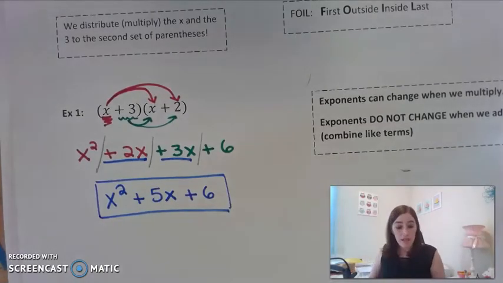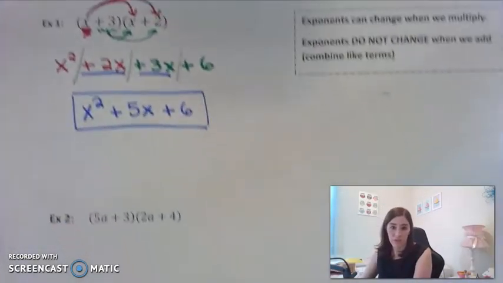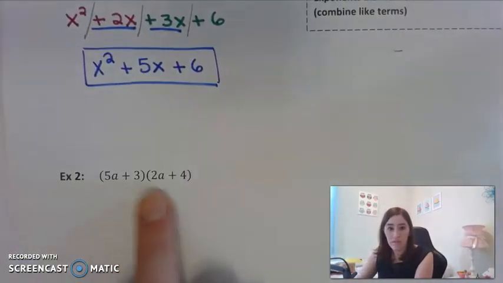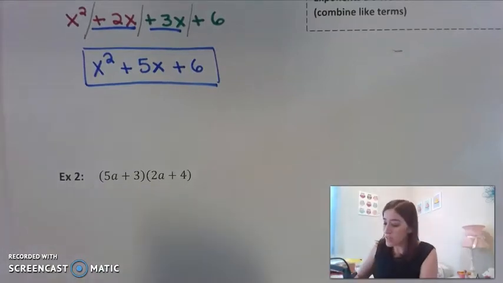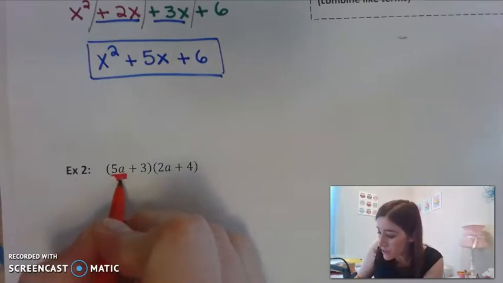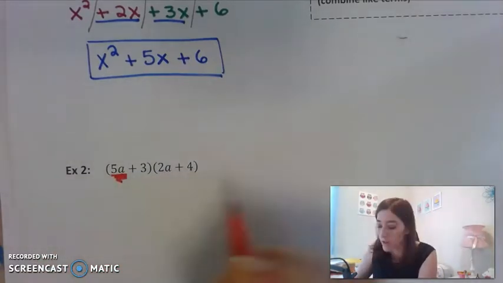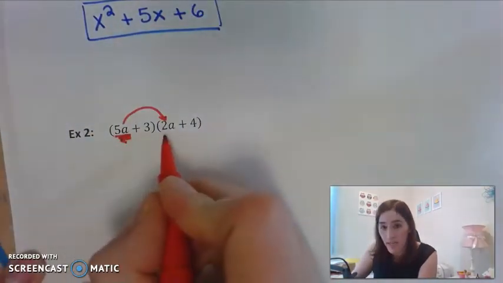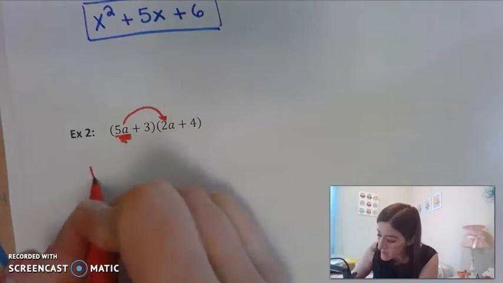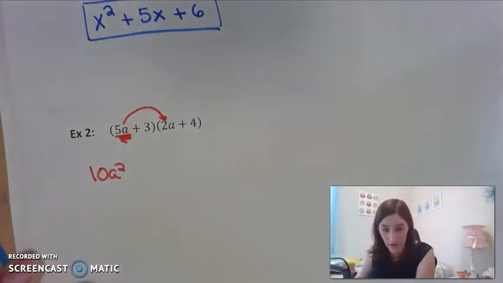All right, let's try another one of those problems. Same idea on example number 2. So I've got two terms times two terms, a binomial times a binomial. What I do is I take the first term in the first set of parentheses and multiply it to both in the second, so I'm distributing it. So that means we would start off with a 5a times a 2a, which gives me 10a squared because I was multiplying two a's together.